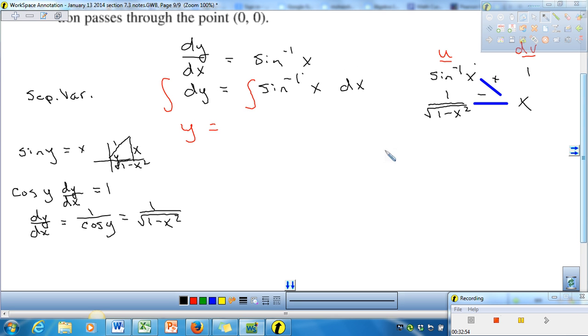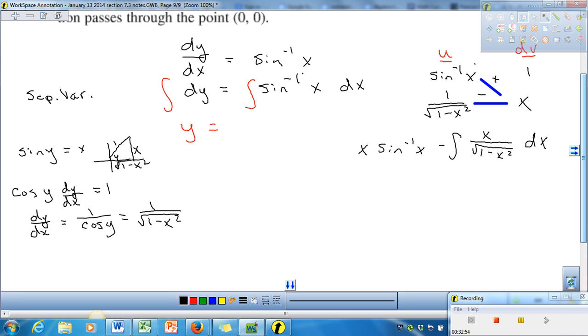will be what? X, sine inverse x, then minus the integral of square root of 1 minus x squared dx. What do we do with that? No, we don't stop. We keep going. How do we integrate that? Not integration by parts again.